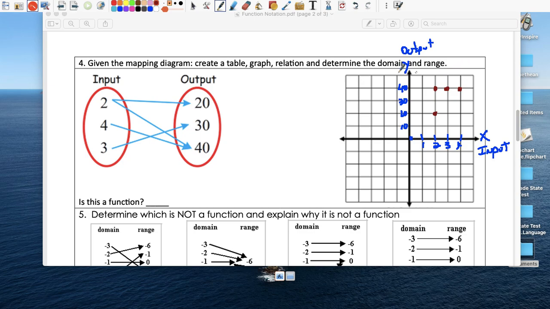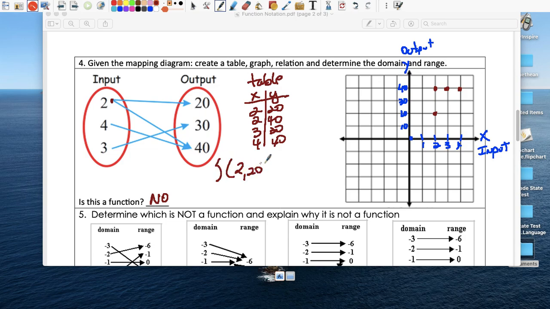So you can tell that this is not a function. Why? Because when you input 2, what do you get? You get 40 and you get 20. There are 2 different outputs for 2. So let's create a table. We got 2 and 20, we got 2 and 40, then we have 3 and 30, and we have 4 and 40.